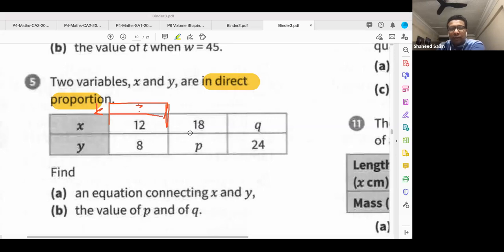Once you know K, you can reverse the process. What's the formula? Y divided by X. Y divided by X equals K. So find out what's K, and then after you can find out what's P and whatnot. Oh, you need to write the equation also, sorry. So what is the equation? You know already the equation, but you must find K first before you do that. What is K?